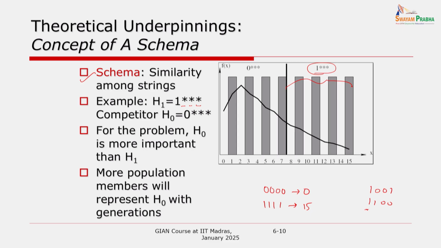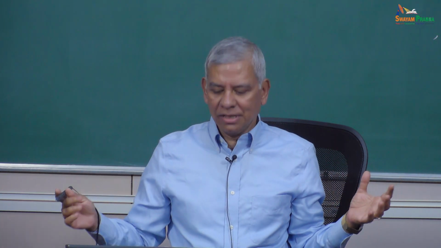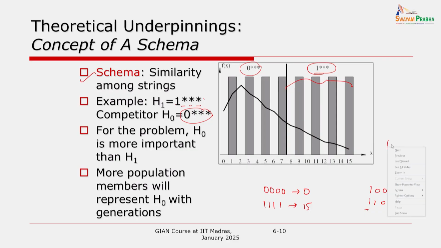Every schema has at least one competitor. What's his competitor? His competitor is, instead of 1, if I have a 0. Now, which region does this represent? It's the left half. Okay? So when you have 1 at the most significant bit, it's the right half. When you have 0 at the most significant bit, you have the left half. Does that make sense? Okay. So because there are 8 of them here, 8 of them here, together the union of them is representing the entire search space.